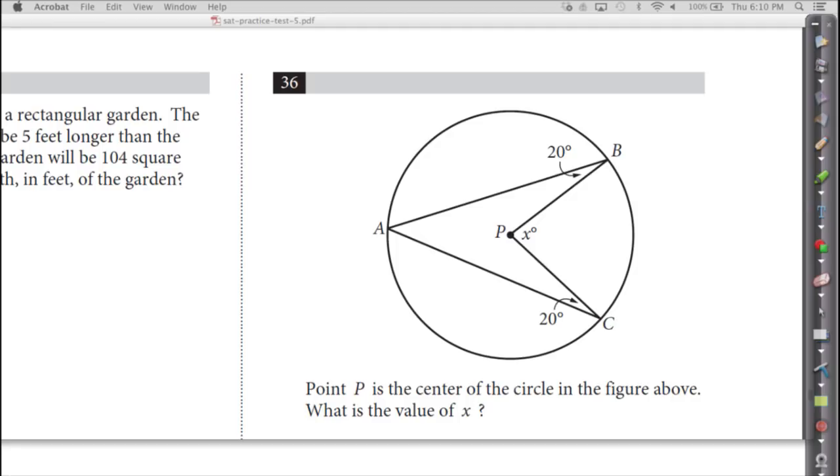So here's number 36, the last one in this section. It says, point P is the center of the circle in the figure above. What is the value of x? All right, so I'll give you a second to look at that. Take a look. Figure out what you would do. I'll give you a hint. You could manipulate this picture, draw some lines maybe to help you out. What would you do?